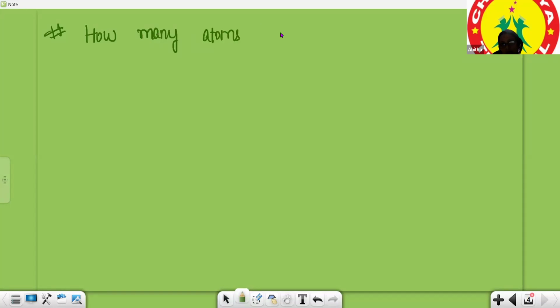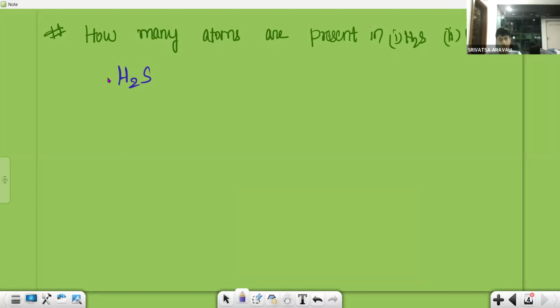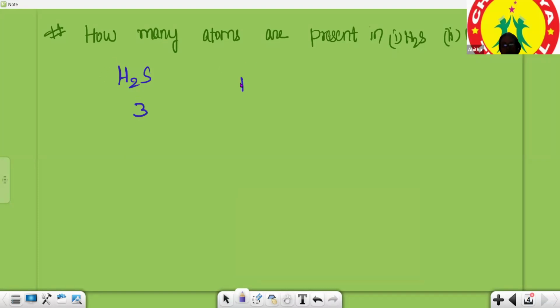So now the question is, how many atoms are present in the following? First one is H2S, second one is the PO4 3 minus ion. Okay. Now tell me, in H2S how many atoms are there? H2S, 3. Very good. What about PO4 3 minus?